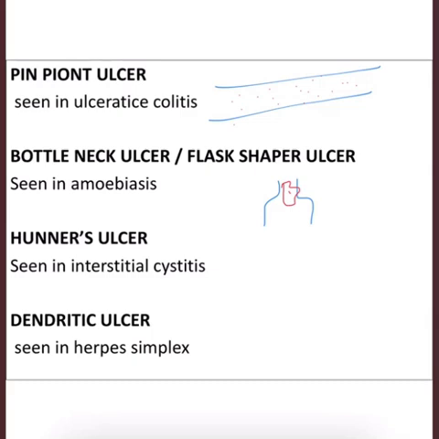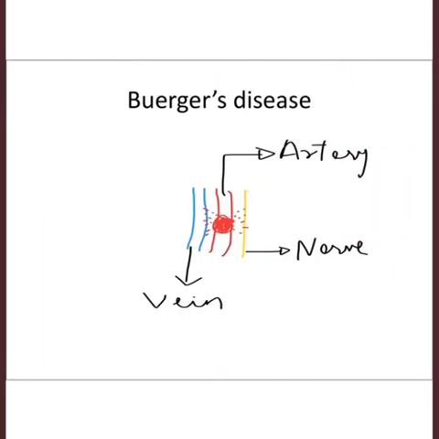Dendritic ulcer is seen in herpes simplex. Herpes simplex is a skin disease, and it's like this. So dendritic ulcer in the skin. You can form any trick and just remember it.